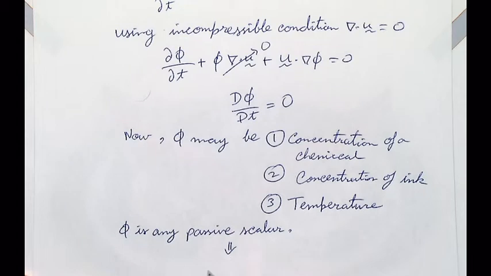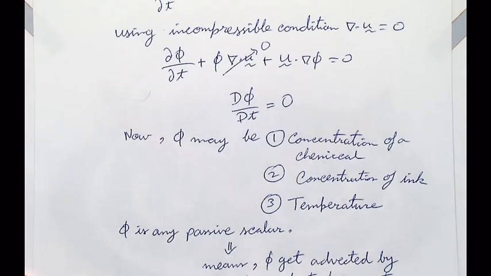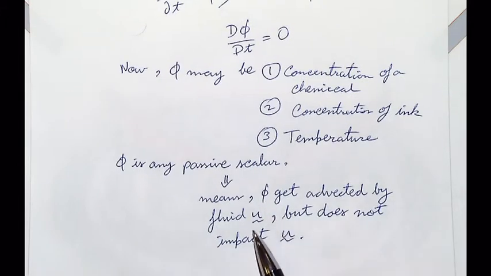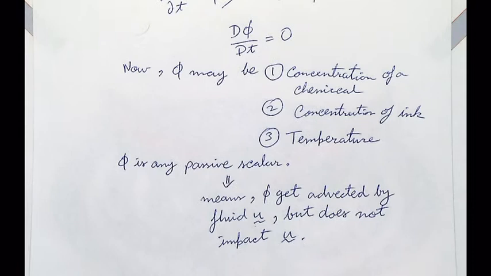And passive scalar means phi gets advected by the fluid velocity U, but does not impact U. Phi will follow what U says, but the change in phi has no impact on U. If you drop a blob of ink in a rotating glass of water, the blob of ink will start rotating and diffuse out, but it will not influence the velocity of the rotation. So that's what the passive scalar means.